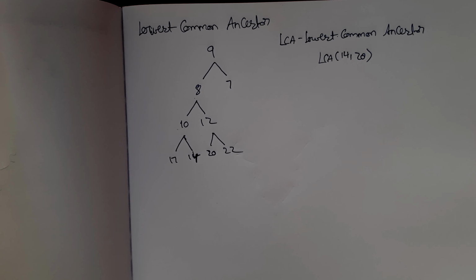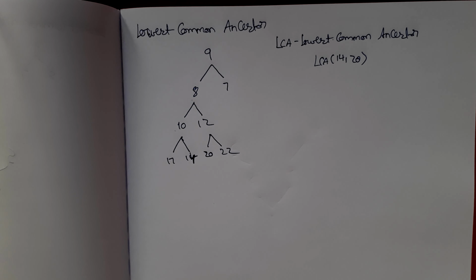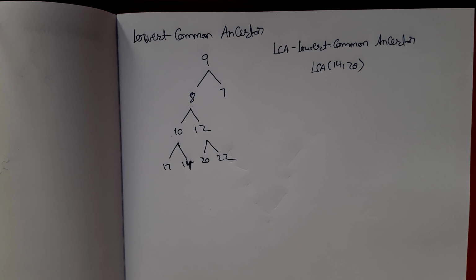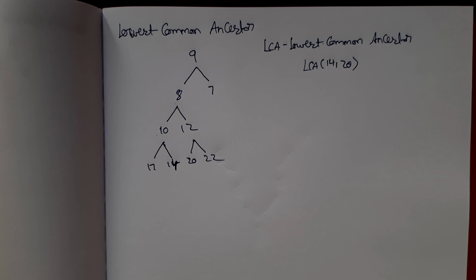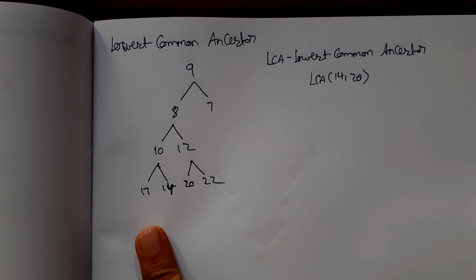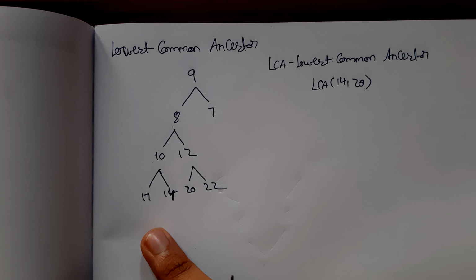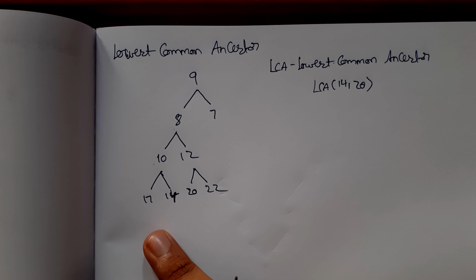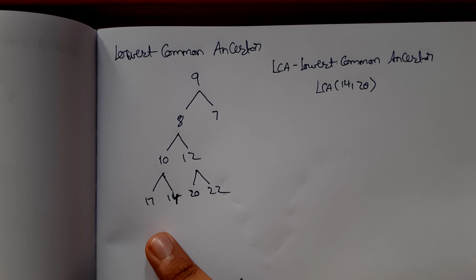We'll now take an example to find out the lowest common ancestor for nodes 14 and 20. The answer, as you know by now, would be node 8. We'll now see the algorithm and solve this binary search tree and check if the answer is going to be 8. So the code as usual starts from the root node.